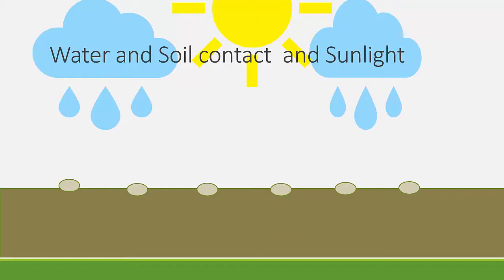Other seeds require sunlight and water to grow. They will stay dormant if they are covered with soil, but will grow if the soil is turned and they are exposed to sun at the soil surface.